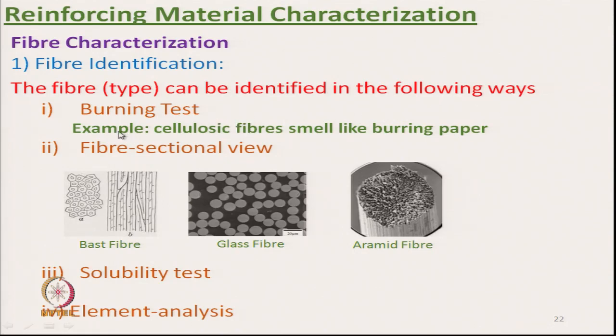First is the burning test. Burning test is very commonly used. For example, cellulosic fiber smells like burning paper when it is burnt. Then fiber cross sectional view is another technique of fiber identification. Next, very commonly used, is the solubility test.